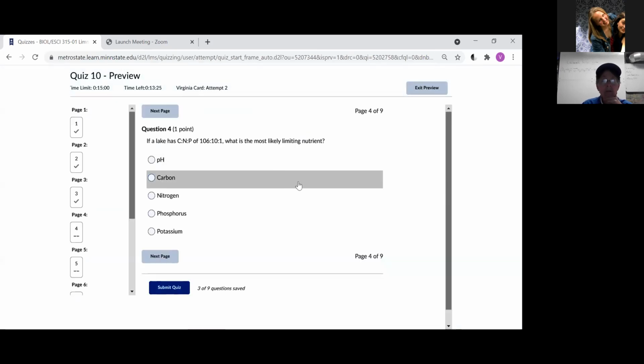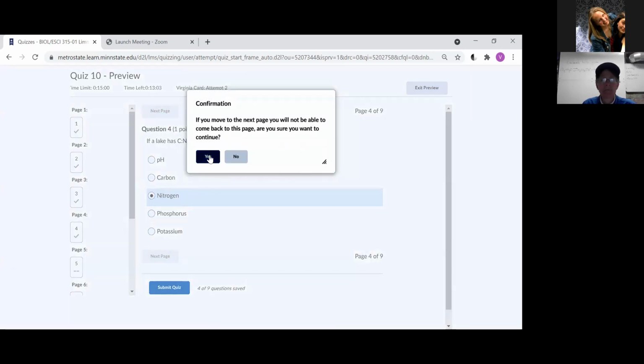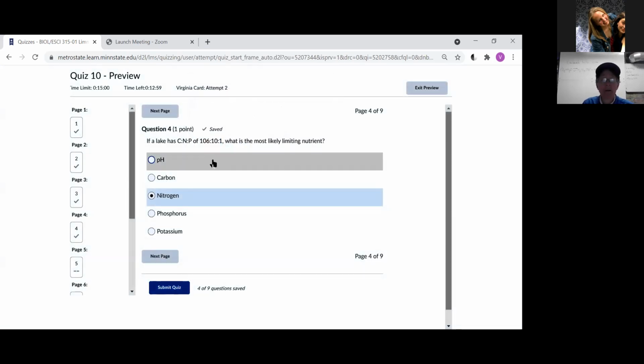If a lake has a ratio of C to N to P of 106 to 10 to 1, what's the most likely limiting nutrient? Well, this is not a 16 to 1 ratio. There is less nitrogen than in the Redfield ratio. Therefore, nitrogen is likely to be limiting. Does that make sense? I said that kind of fast, but there you go.